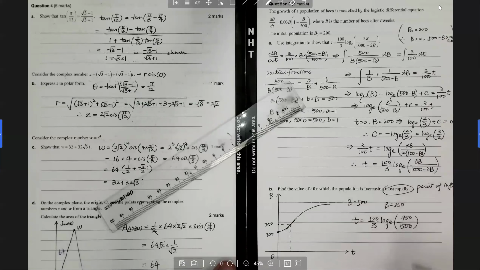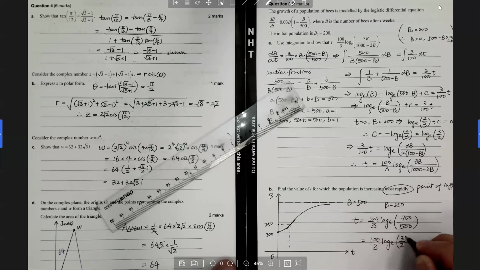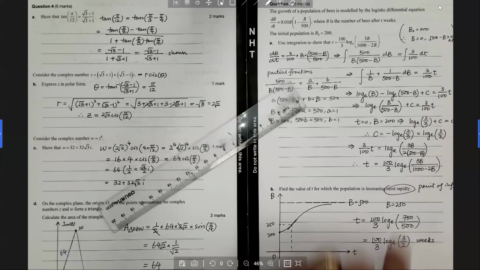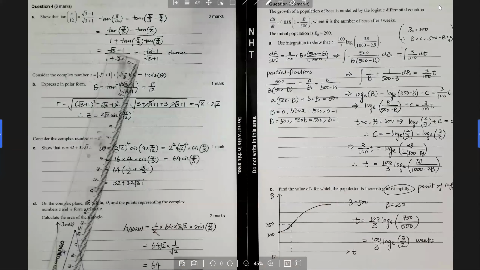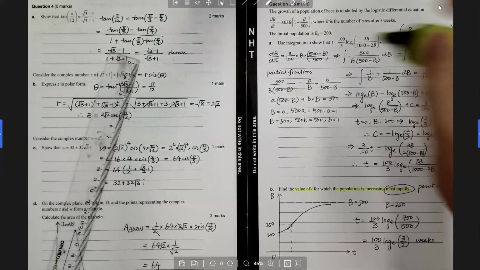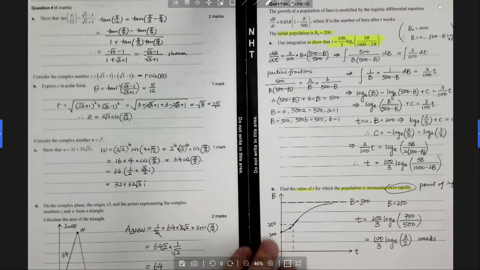Okay. Of course, this value can be further simplified. For example, 75 divided by 50 is like 3/2. So you get 100/3 log_e of 3/2. The unit is weeks, okay, t weeks. Okay. Value of t, population is increasing most rapidly. This is the answer we want. Okay, let's move on. Other few things to go.